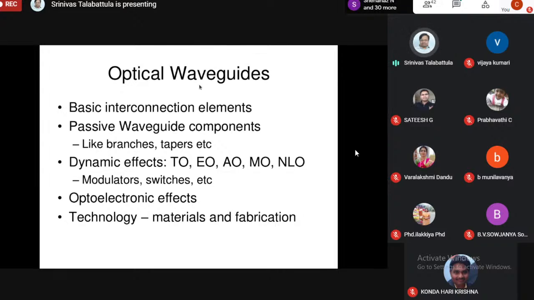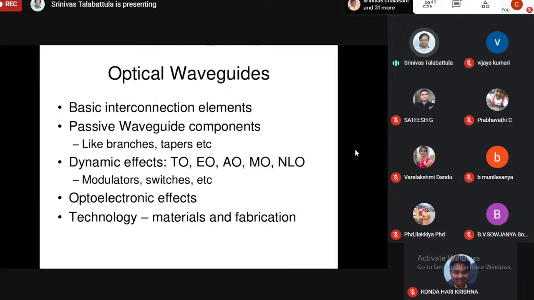You can say that the waveguide is a basic interconnection element, and you can also make a lot of passive waveguide devices like branches, tapers, etc. And you can have dynamic optical effects like the electro-optic effect. Just now I have shown you the electro-optic effect. You can apply voltage and change the properties of the waveguide. So essentially you will be changing the refractive index of the waveguide. You know that if you change the refractive index, you can control the phase. You can make modulators, switches, etc. by using these techniques. Of course, there are a lot of optoelectronic effects, with interaction between light and matter, light and electrons, and so on.